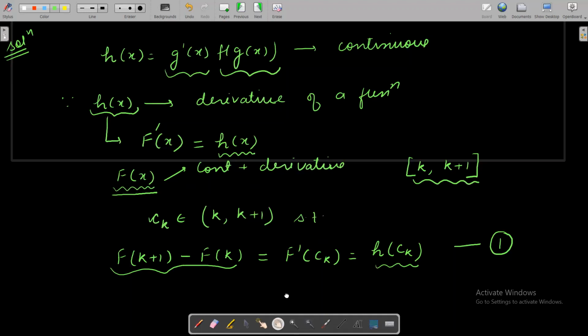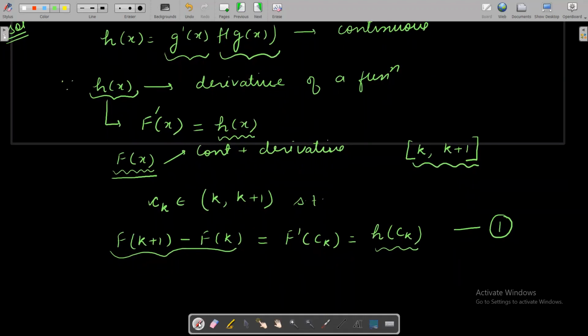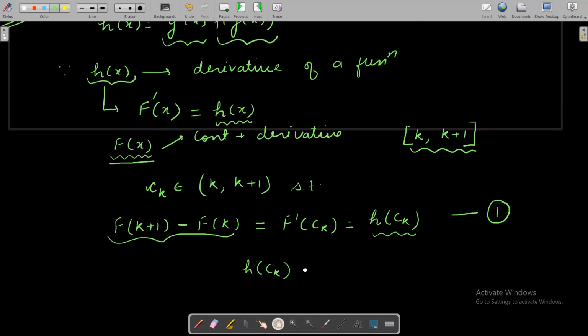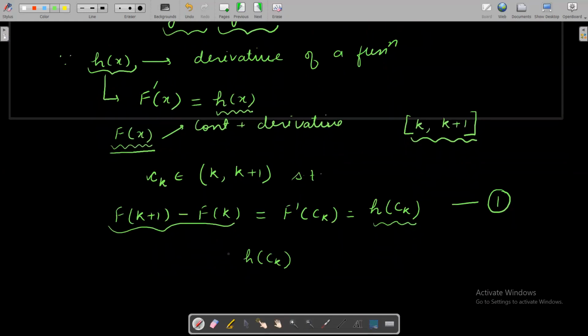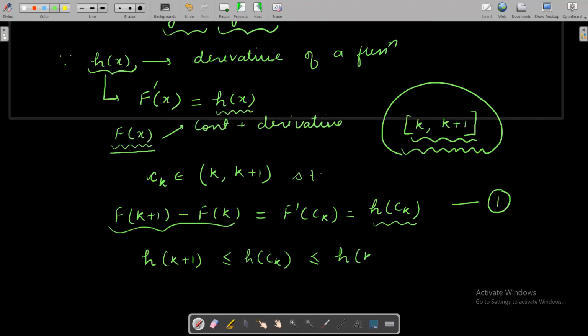What I'm going to do next, see in the question they have given that h of x is a non-decreasing function. Because it is a non-decreasing function, I can definitely say that h of c_k is going to be greater than or equals to h of k, and similarly h of c_k is definitely going to be less than or equals to h of k plus 1. I'm just comparing the functional value of h in this interval. But what is h of c_k?